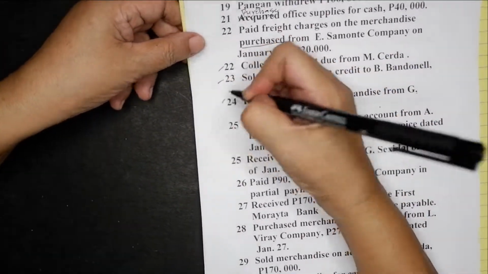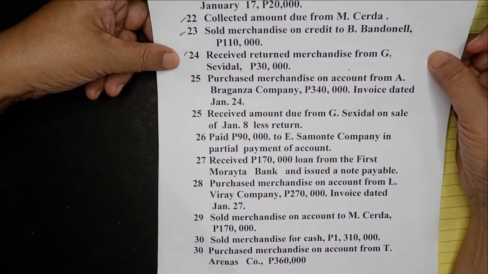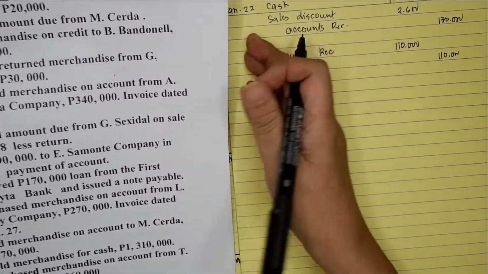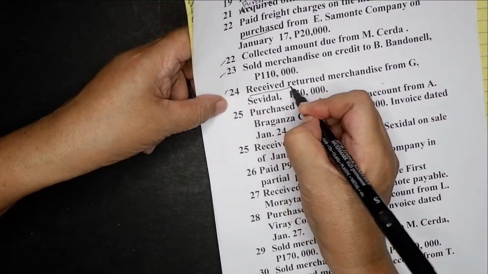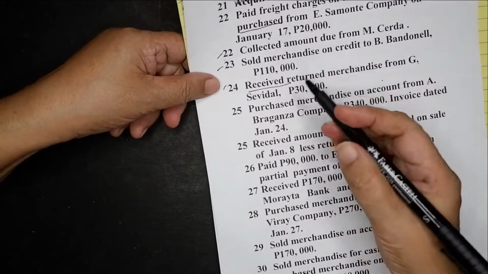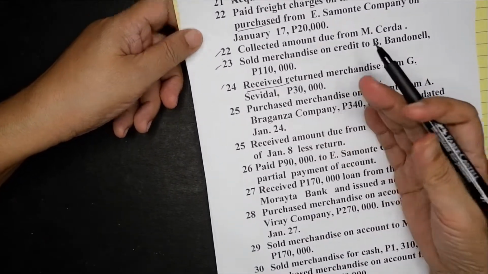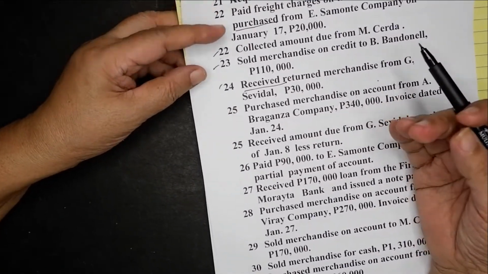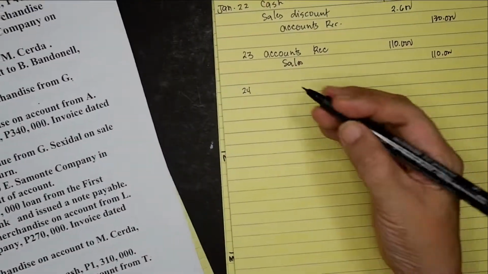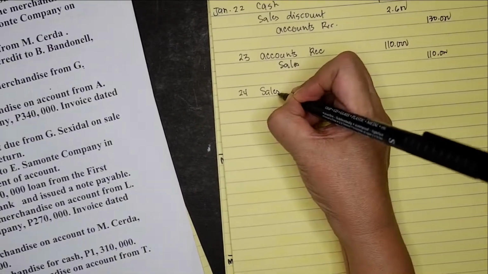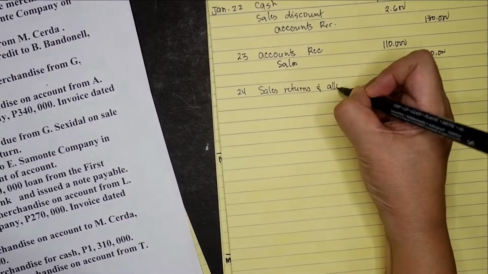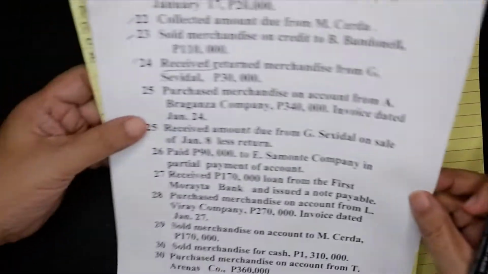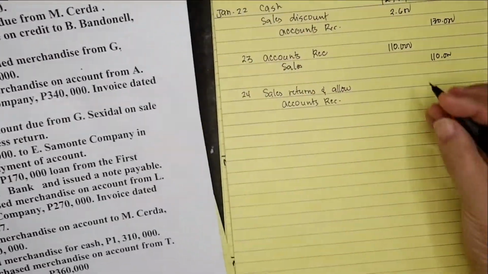Okay. Next is 24. Receive returned merchandise from JC Vidal, 30,000. So we have 24. Again, we receive. It means that is sales returns. So, again, my guide: sales is credit. Sales returns and sales discount is on the debit side. So, debit sales returns and allowances and credit accounts receivable. That is 30,000.